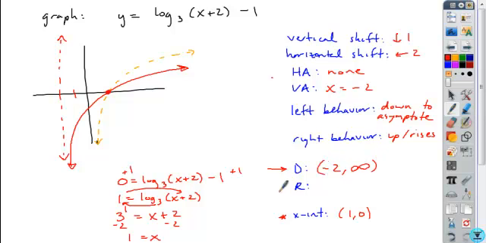And then our range is from the bottom up. The lowest y extends all the way down to -infinity. The highest y extends all the way up to +infinity. And again, parentheses indicate that it doesn't touch either one of those.